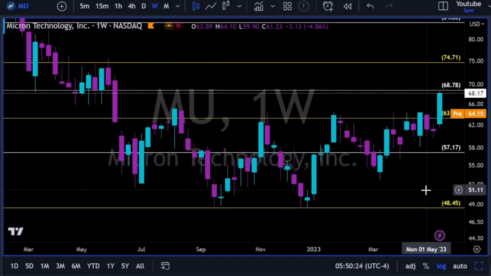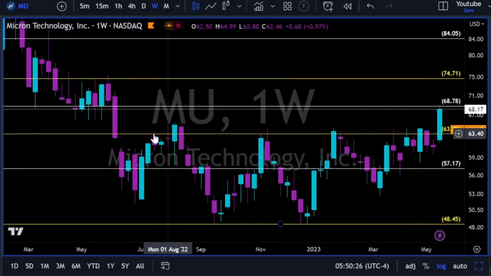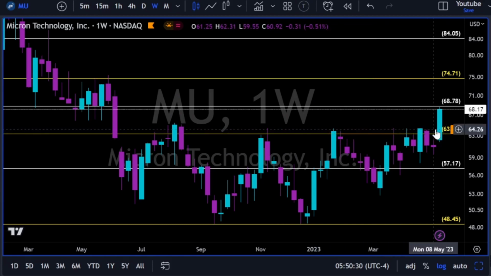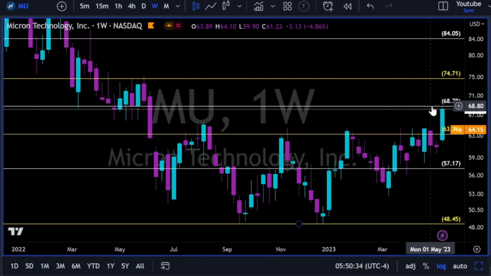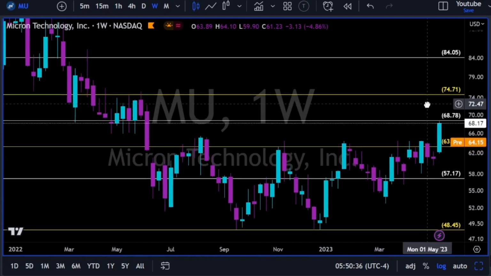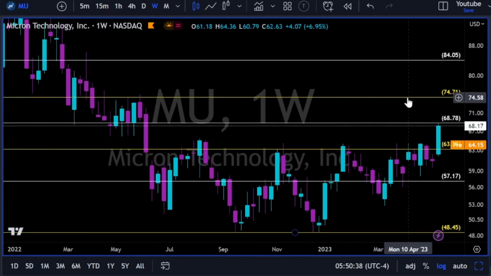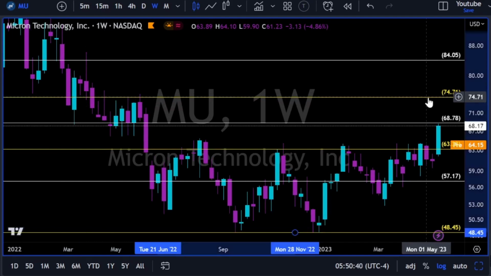MU, after more than 1 year of the tough resistance, the 63, 64 area got broken to the upside. Now 68, 69 is the next resistance. Above it, we are going straight towards 65 to the upside. Risk is at 63.30 to the downside.